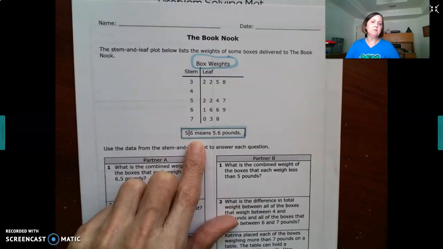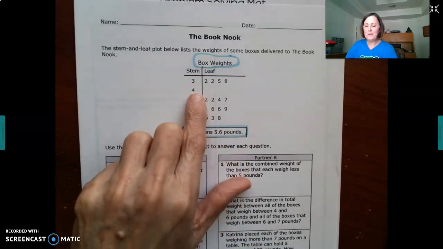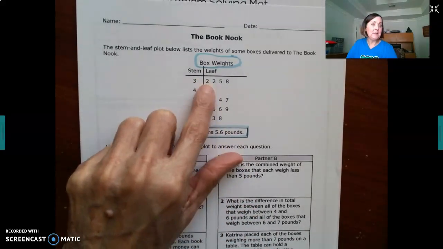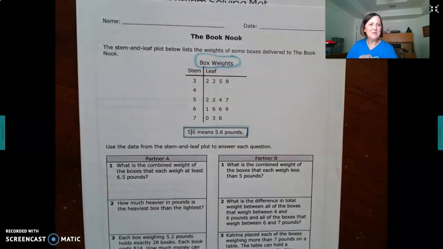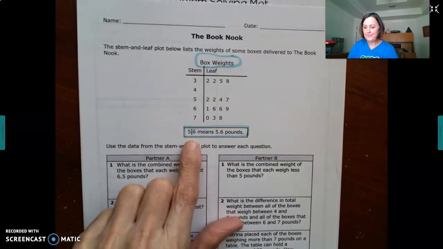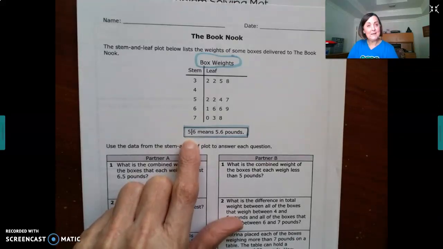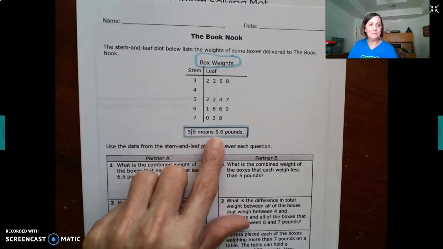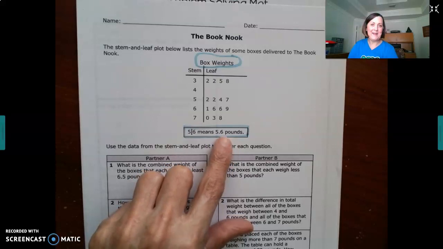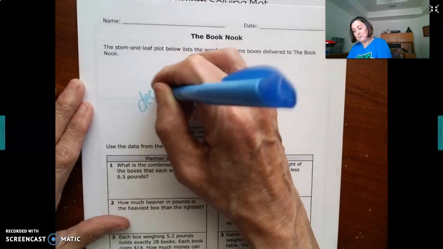And this right here, boys and girls, is very important because without reading this, you're going to make a big mistake. When I look at my stem and leaf without looking at my key, I think I'm recording whole numbers, 32, 32, 35, 38, but that's not the case. Let's look at the key. The left side is your stem. The right side of the vertical line is your leaf. So when we see 5 | 6, it actually means 5 and 6/10 of a pound. So these numbers are decimals.